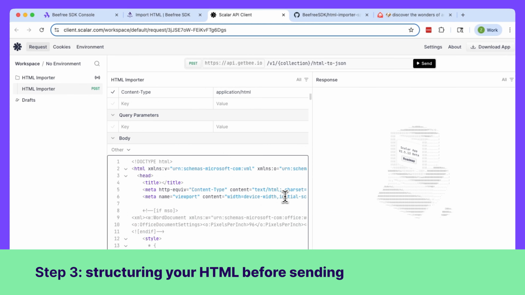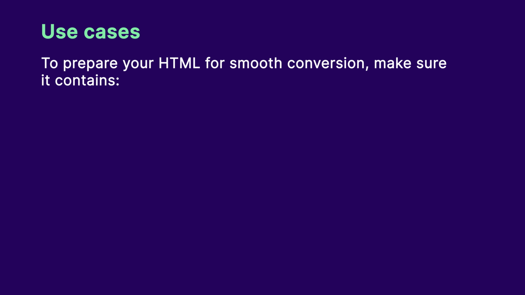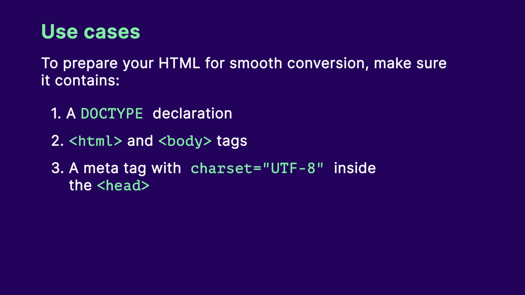Step 3, structuring your HTML before sending. Now, the correct HTML format is critical for a successful conversion. If your HTML is missing key elements or doesn't follow standard structure, we can't properly convert the design. To prepare your HTML for smooth conversion, you need to make sure it contains a doctype declaration, HTML and body tags, and a meta tag with charset equals UTF-8 inside the head.